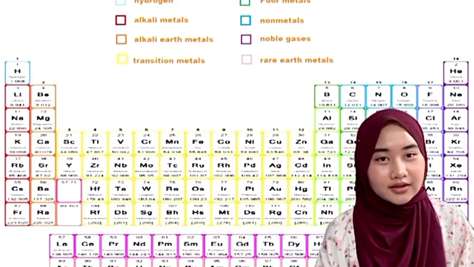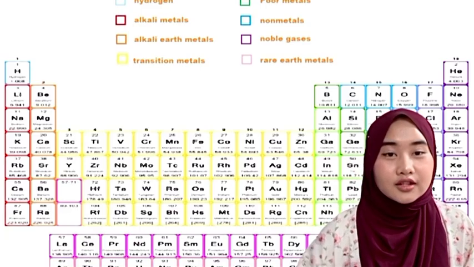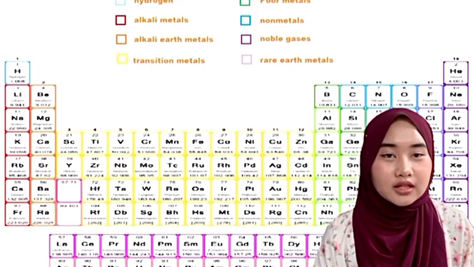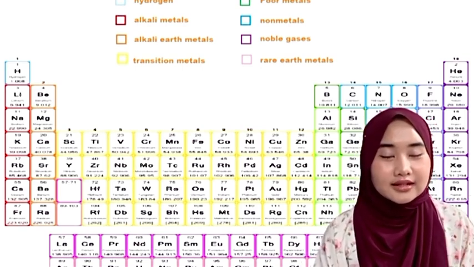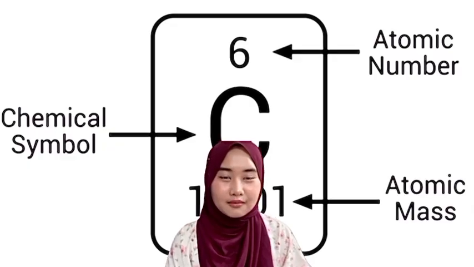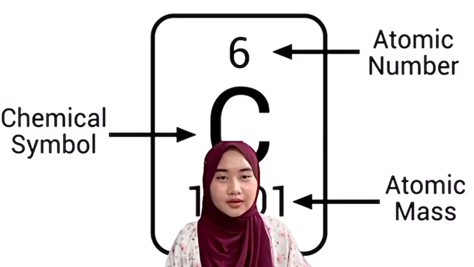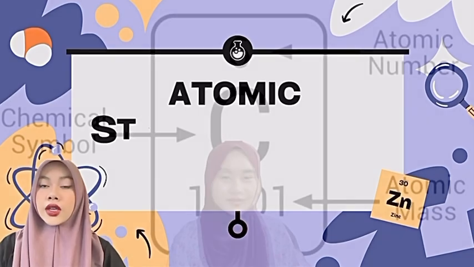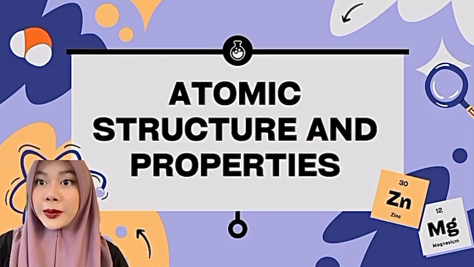The periodic table has special categories, which are alkali metals, group 1, alkaline earth metals, group 2, transition metals, groups 3 to 12, halogens, group 17, noble gases, group 18, and the last 2 groups are lanthanides and actinides. And the last part is about atomic number and symbol. Each element is identified by its atomic number and chemical symbol. And in this topic, we are going to learn about atomic structure and its properties.